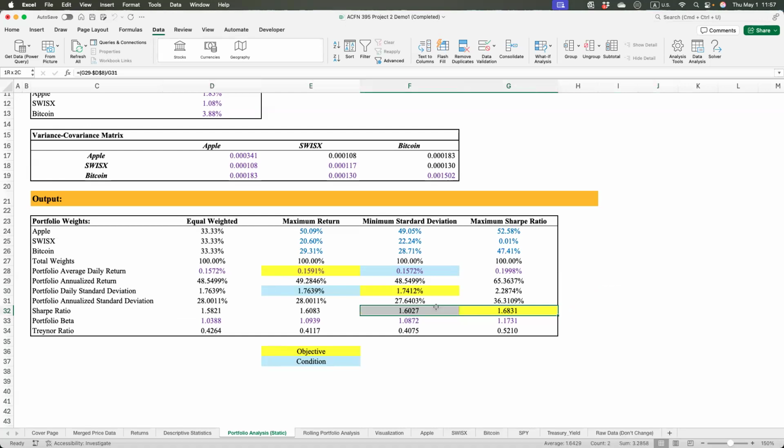This is how we set up these optimized portfolios by using solvers. Make sure that you set up everything correctly, and you lock the correct cells in the correct way. Then this should work. So let me know if you have any questions.